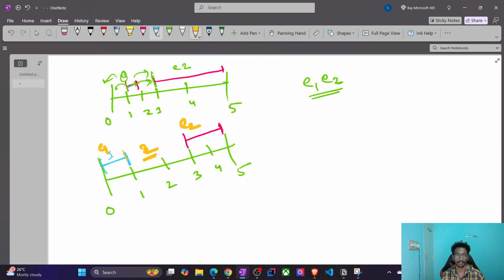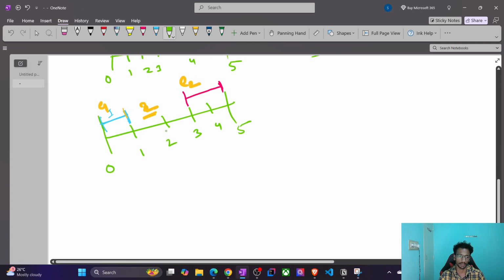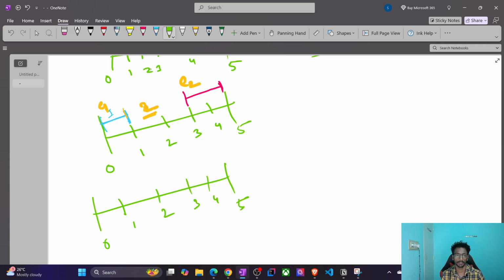Another shift I can do is to the right side. The existing event is 3 to 5, and I am only shifting event 1. If I shift it to the right, it will be 2 to 3, the next available right position. Now what will be the gap? The gap is again 2, so here also the gap is 2.